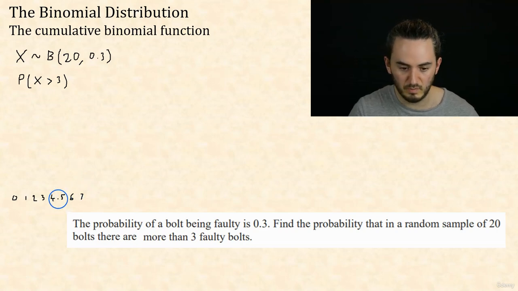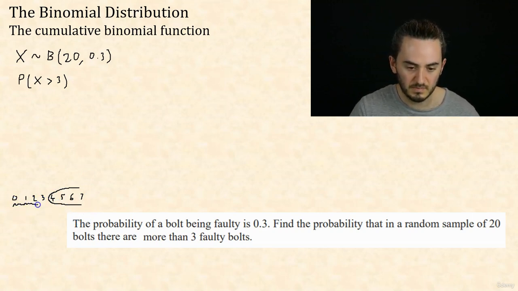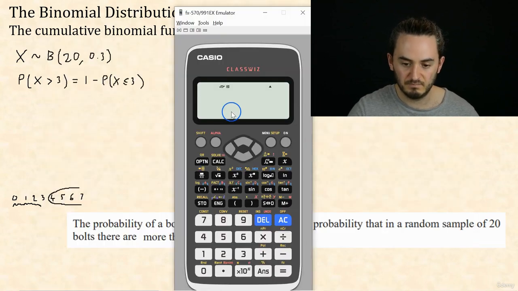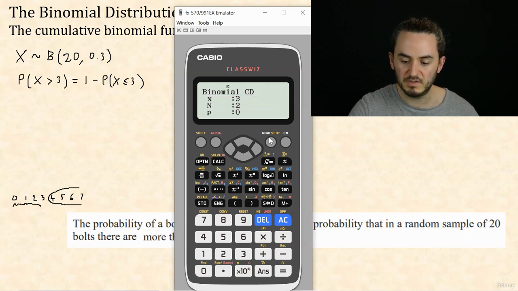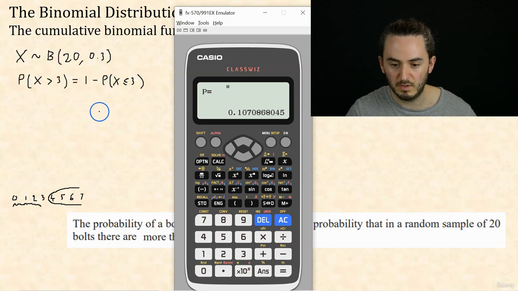So more than 3. We want the ones which are more than 3, which is this, not including 3, because that's not more than 3. Now here are the ones that we don't want. So we phrase this as 1 minus the stuff we don't want: 1 minus the probability that x is less than or equal to 3. I go to my calculator, back to my distribution mode. It's the binomial CD, the cumulative, x is 3 because it's less than or equal to 3, n is 20 because it's 20 trials, and p is 0.3 because that's the probability on each one, and there's my answer. So it's going to be 1 minus that.